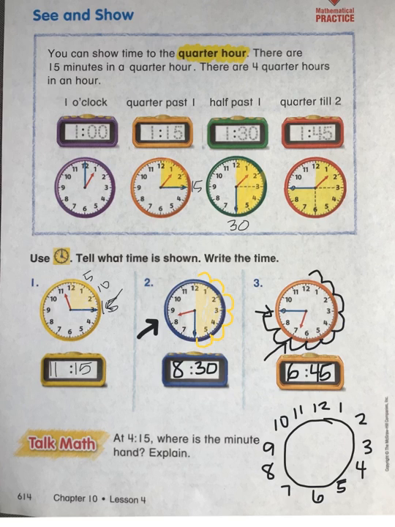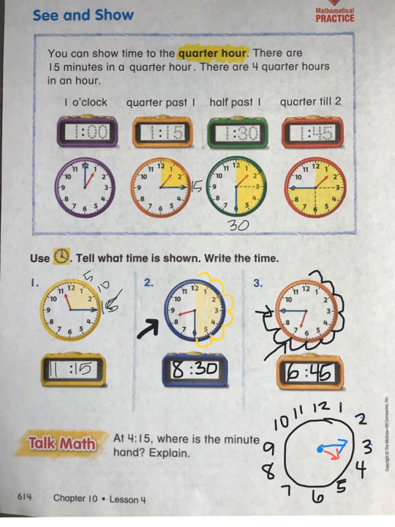So if I were to say at 4:15, where would my minute hand be? Well, my hour hand would be on the 4, okay? My minute hand would then be 5, 10, 15. It would be pointing at the 3. This is what 4:15 would look like. There's my hour hand in red and my minute hand in blue.